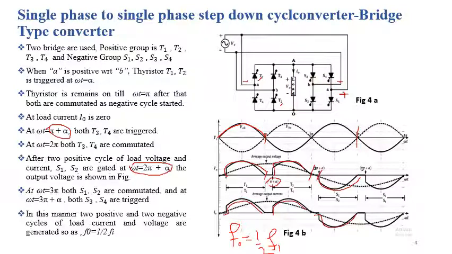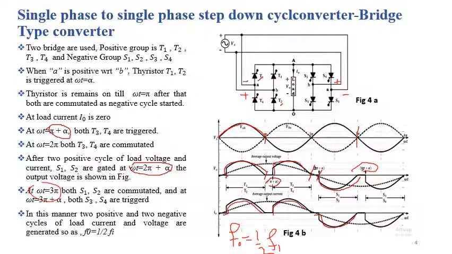and we are getting the negative half cycle of the input side, which is negative and positive. The point A is now negative and the point B is positive. And again at ωt = 3π, the SCR S1 and S2 are line commutated, and we trigger the SCR S3 and S4 at ωt = 3π + α.